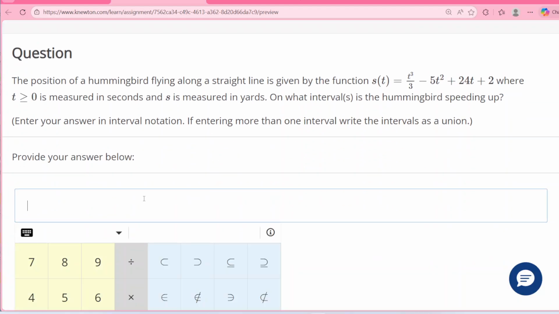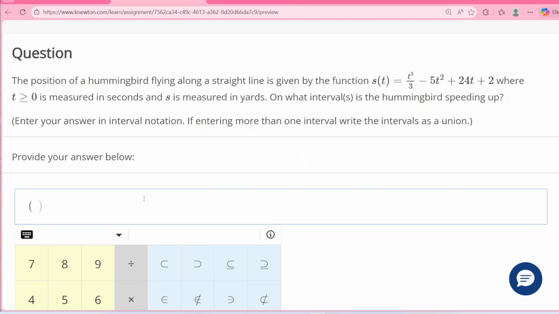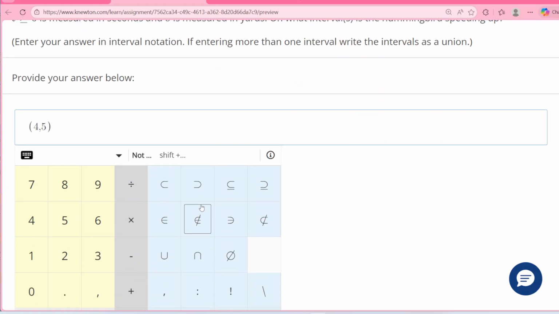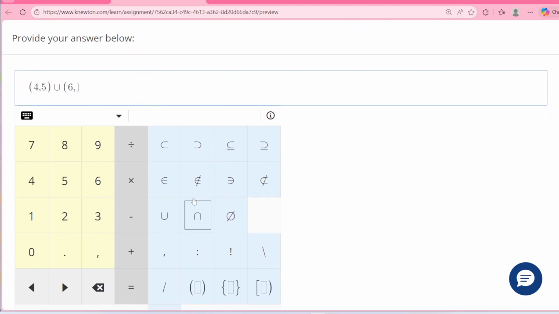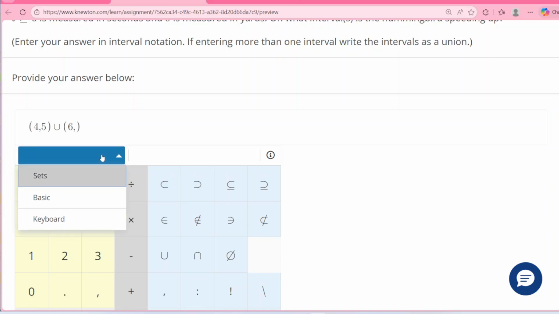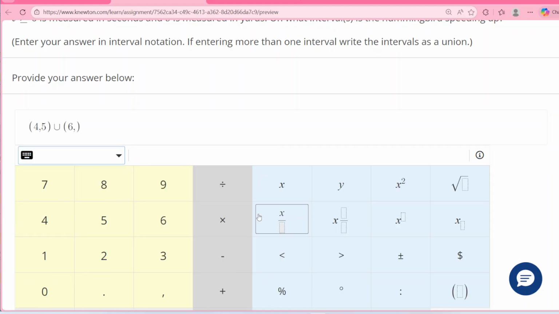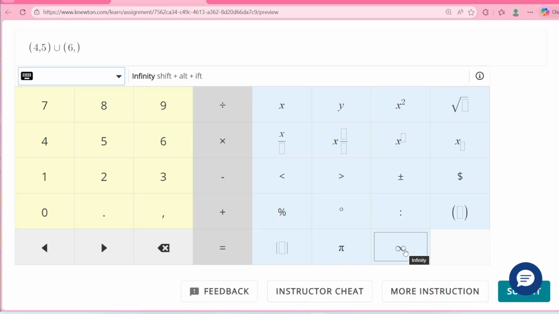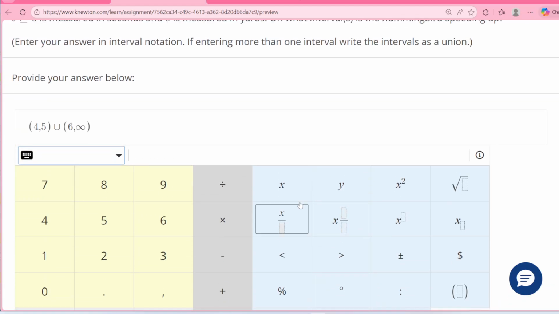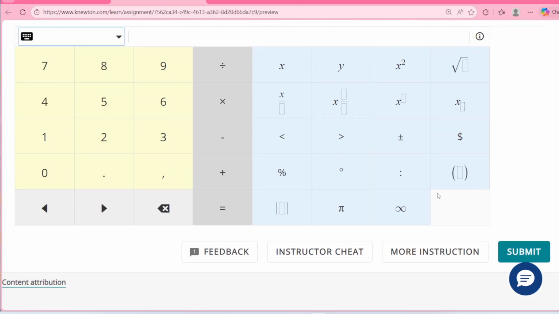So you're just entering intervals down here. Again, parentheses 4 comma 5, and then that union symbol, which is here in the sets in the keyboard, and then parentheses 6 comma infinity, which should be in the keyboard somewhere. I don't see it here, so maybe you can drop down the keyboard, go back to some other version, and I see infinity here in another keyboard menu. And there, for those intervals of time, the bird would be speeding up.